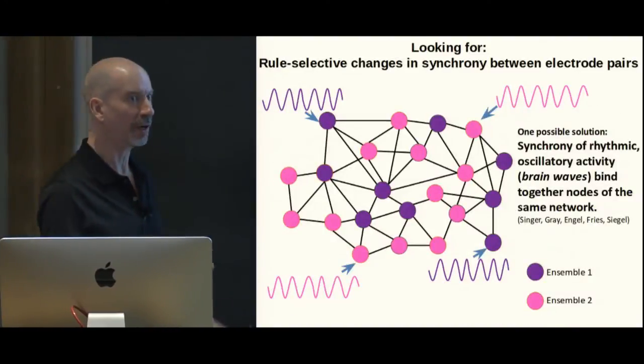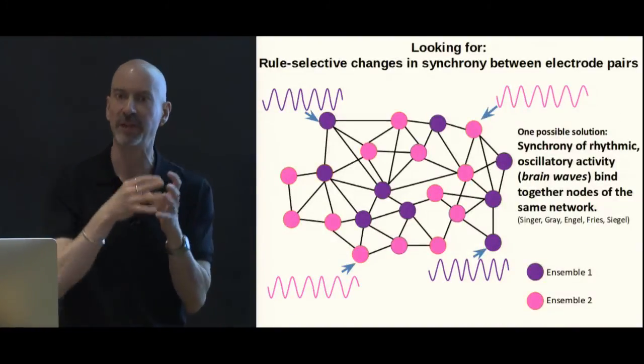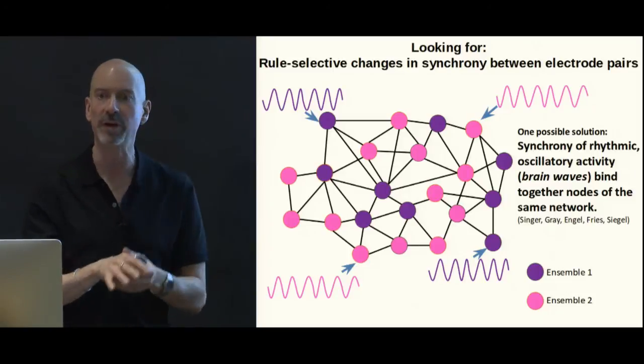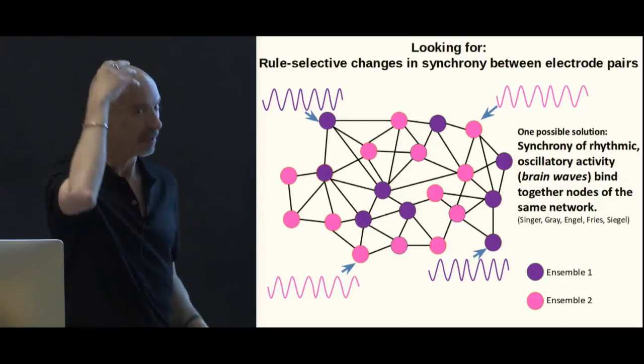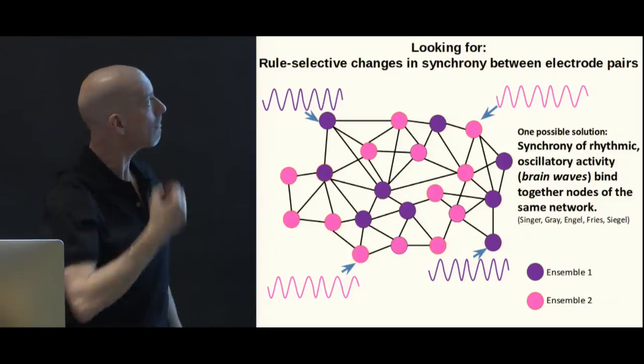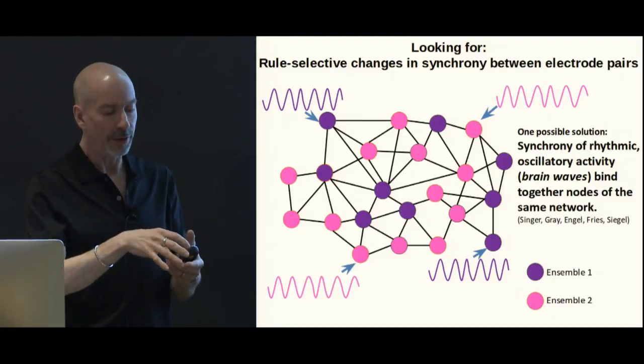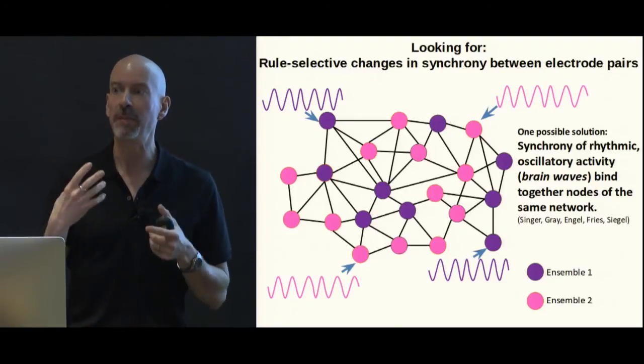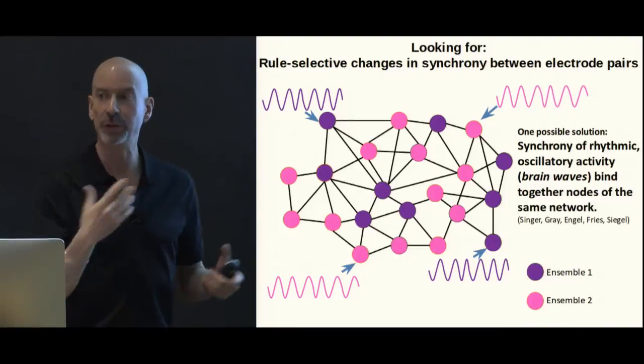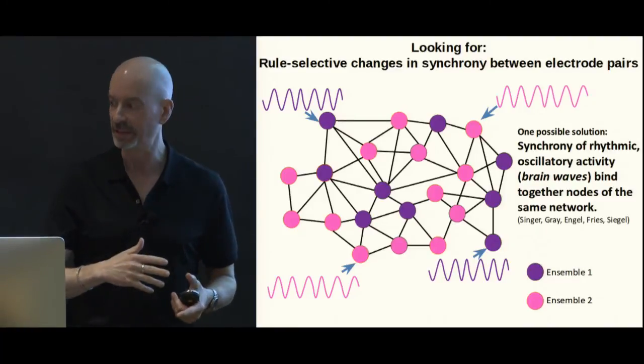Now again, what we're looking for here, we're going to look across pairs of electrodes. In this case, we're going to be recording from the lateral prefrontal cortex, right about here, in the monkey's brain. And we're looking for whether different pairs of electrodes show different patterns of synchrony for these two different rule ensembles, color versus orientation. So we're looking for this.